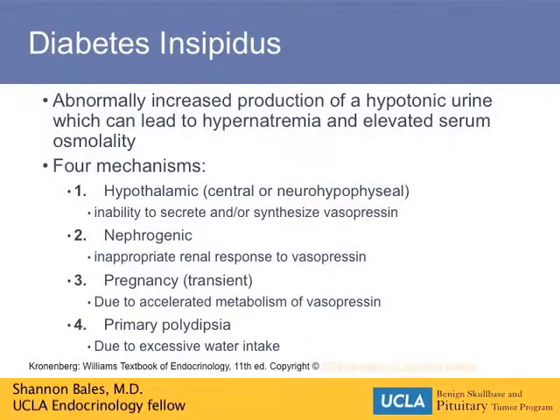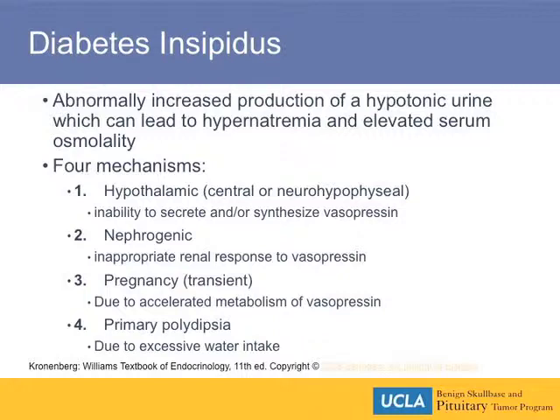So just briefly about diabetes insipidus, it's an abnormally increased production of a hypotonic urine, which can lead to hypernatremia and elevated serum osmolality. There are 4 mechanisms that can cause diabetes insipidus. These are hypothalamic, from an inability to secrete and/or synthesize vasopressin. There's also nephrogenic, which is an inappropriate renal response to vasopressin.